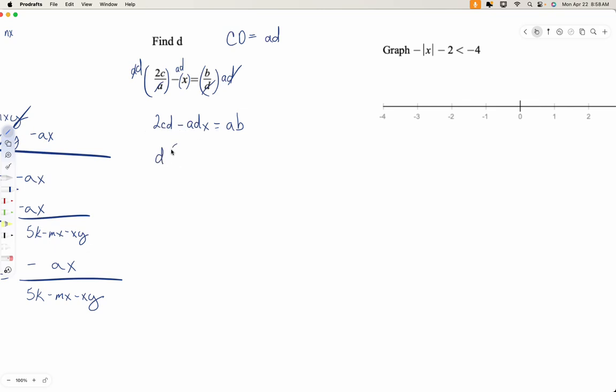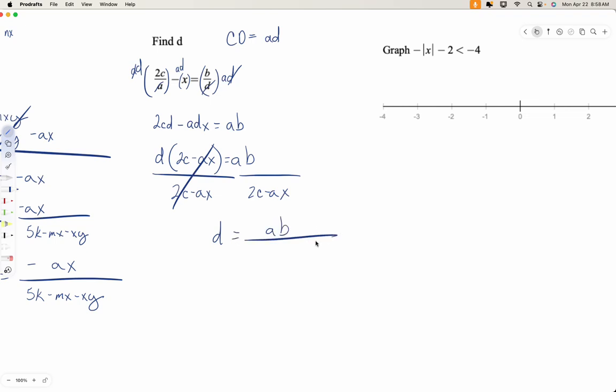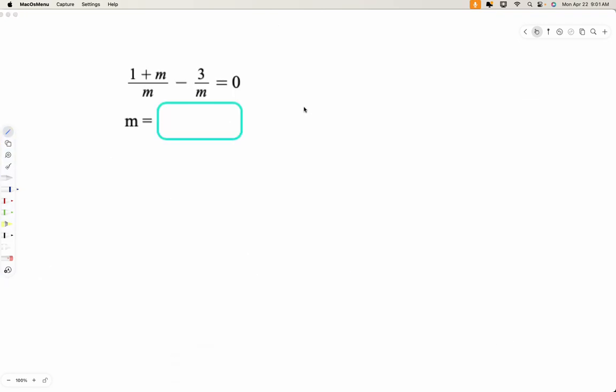So we can say D times 2C minus AX is equal to AB. Divide both sides by 2C minus AX. This cancels. D is equal to AB over 2C minus AX, and that is correct also. We don't have to worry about any negative signs here, so it is going to be exactly what you see here. All right, in this next problem, we have to find the value of m.